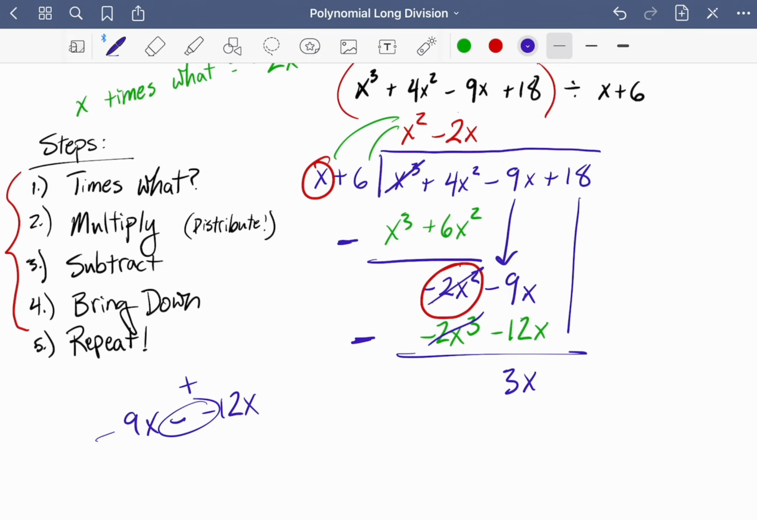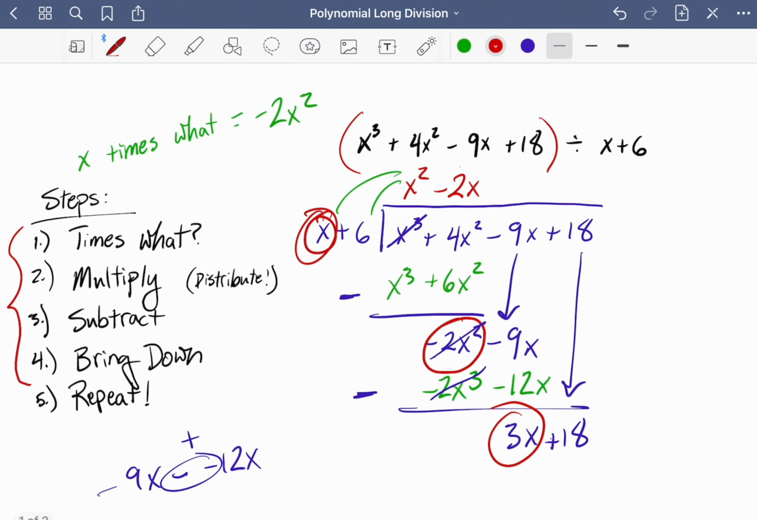Last step, bring down the 18, and we start our process all over again once more. Again, we're looking at our leading terms of x and 3x now, and we're asking ourselves, x times what equals 3x this time?